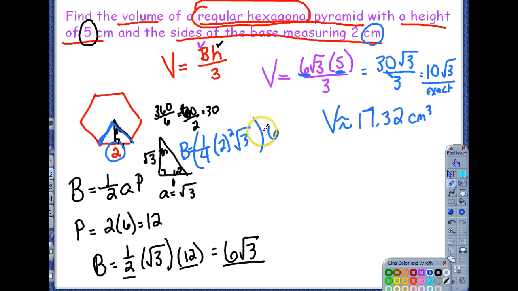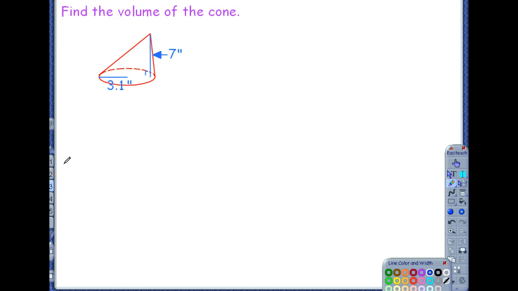Yeah. We could definitely do the area of one of those equilateral triangles times the 6 equilateral triangles. And I've seen a lot of kids do this, especially when they give you a side length. That's nice. Okay. Awesome. So it says here, find the volume of the cone.